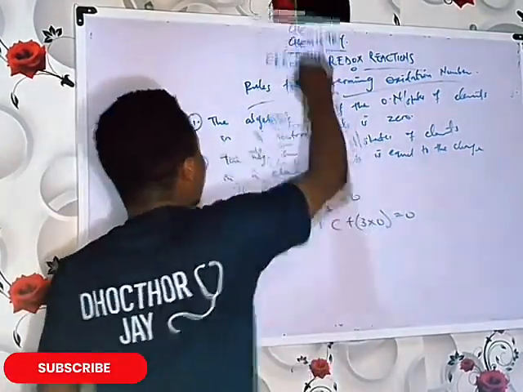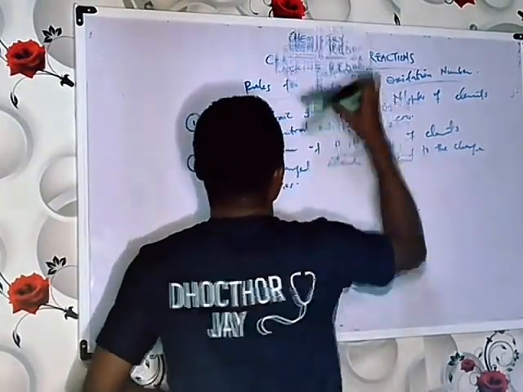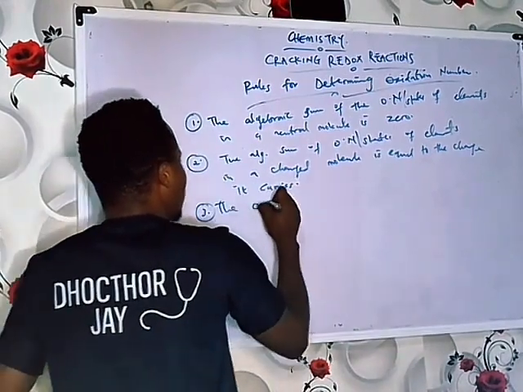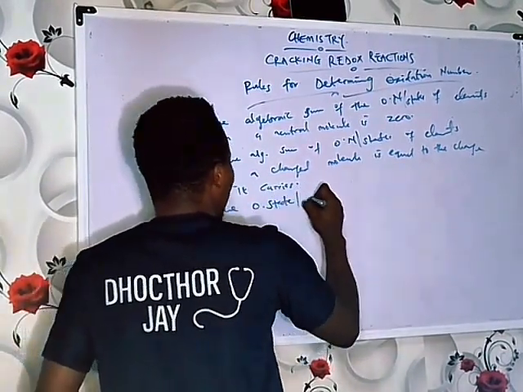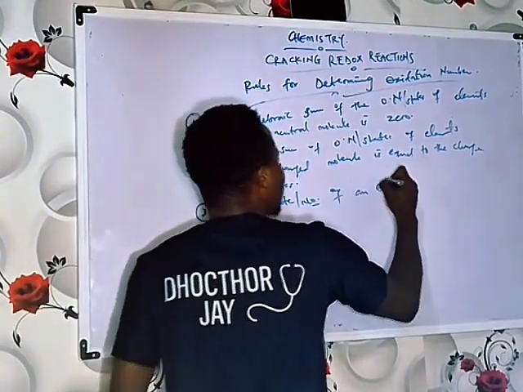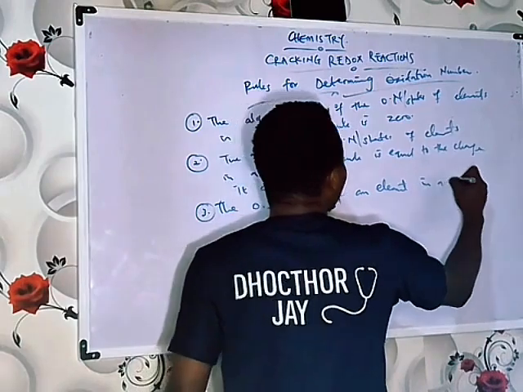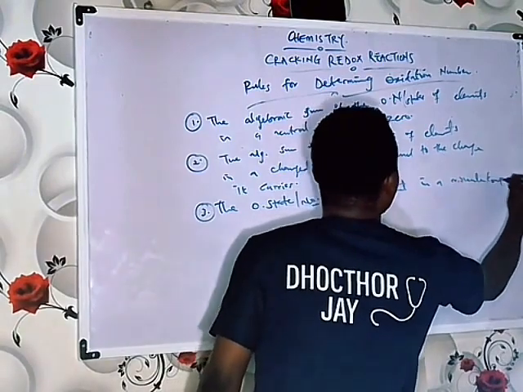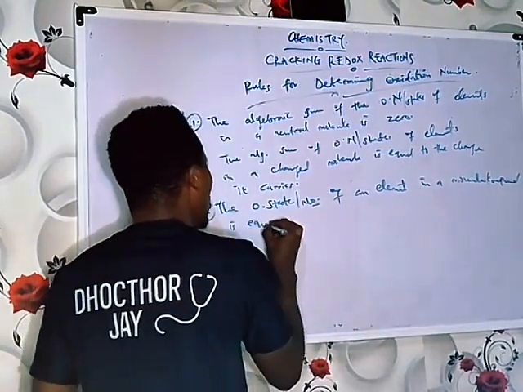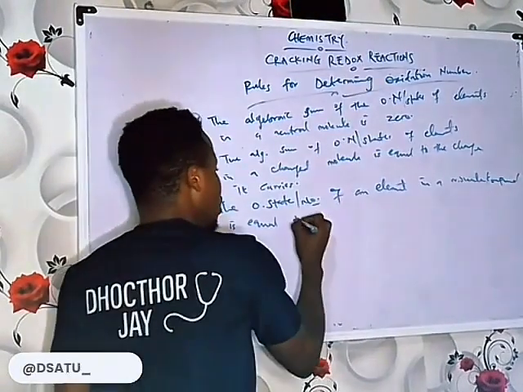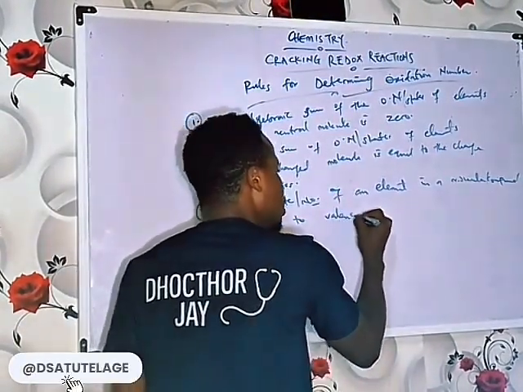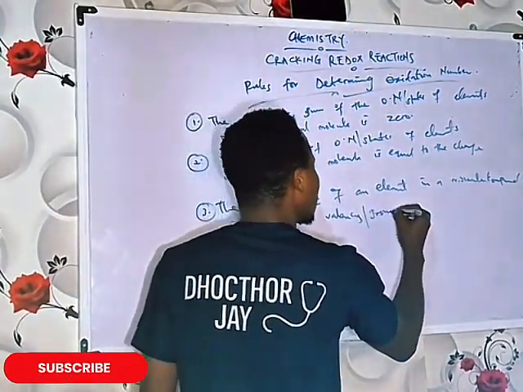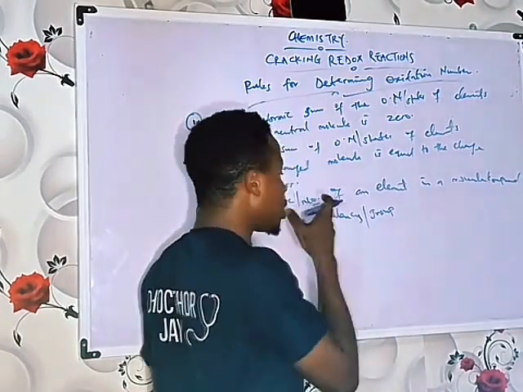So the next rule is now I'm going to follow that: the oxidation state or number of an element in a molecule, or let's say in a compound, is equal to, you can say, the valency. That's the most appropriate thing. Or you can say it's equal to the group that it belongs to. You get? You can say the valency, the group.